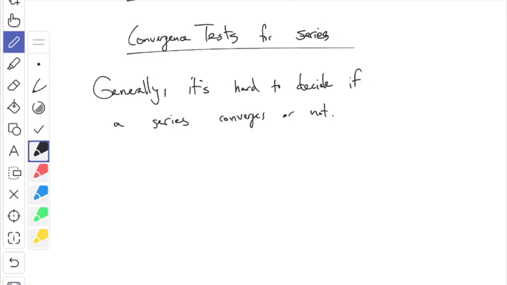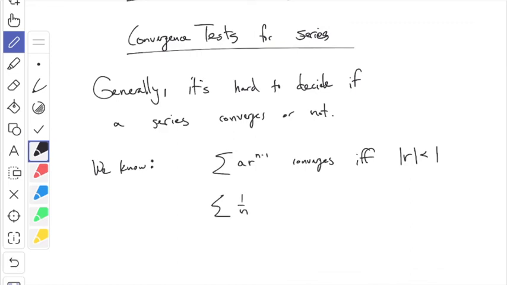So what we know so far: the geometric series, a times r to the n minus 1, converges if and only if the absolute value of r is less than 1, all right? The only other example we know diverges. That's the harmonic series, which we talked about today.